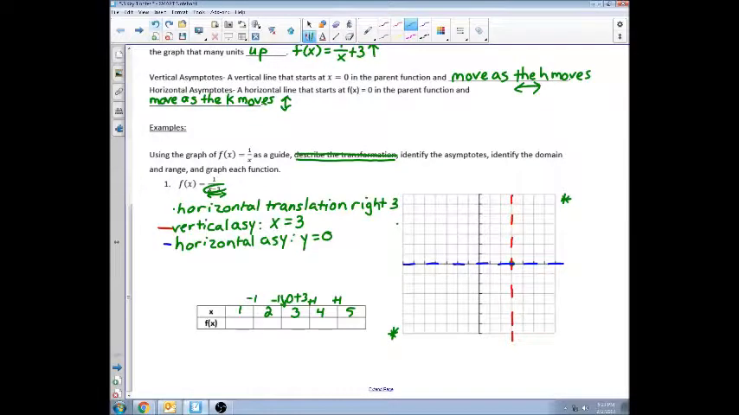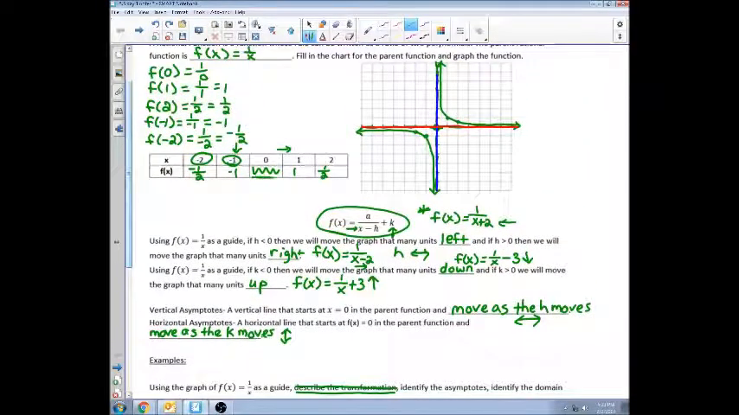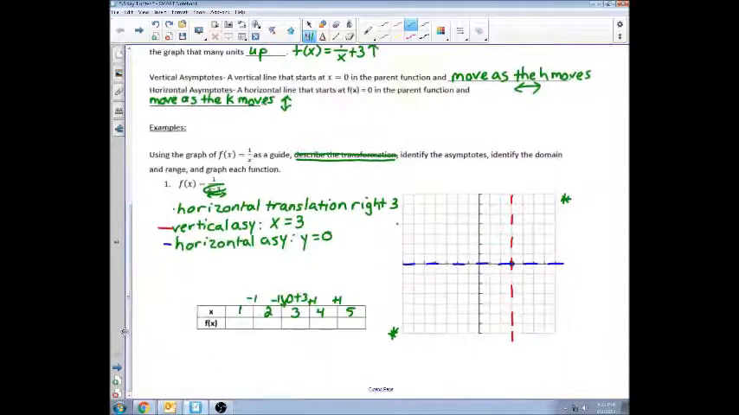Now, just like my parent function, my center is not going to have an f of x value. So my center is going to be blank for f of x. All right? So from here, I'm going to put this 4 in for my x value. So to solve this, I have f of x, or f of 4, equals 1 over 4 minus 3. Well, 1 over 4 minus 3 is 1 over 1, which is in fact 1.